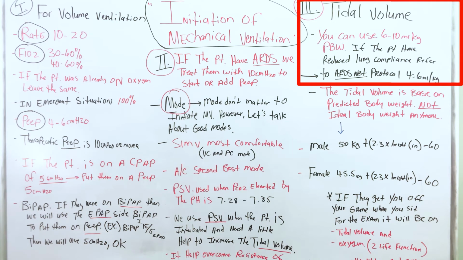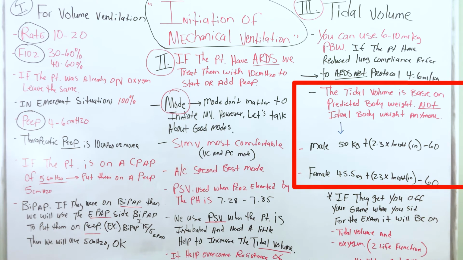Roman numeral 3, we're talking about the tidal volume now. You can use 6 to 10 milliliters per kilogram of predicted body weight. Don't get in trouble on this exam using ideal body weight. I'll show you at the bottom what I'm talking about. If the patient has reduced lung compliance, then for the tidal volume we have to go to the ARDSNet protocol, even for the initiation of mechanical ventilation. Otherwise, use 6 to 10 milliliters per kilogram.